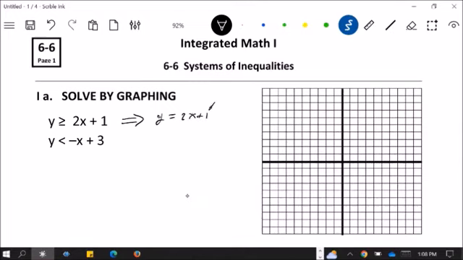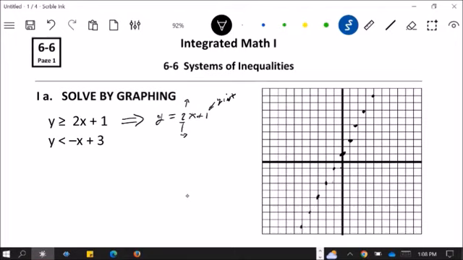So that means I have a y-intercept of 1 and a slope of 2 over 1, which means going up 2 and over 1. Up 2 and over 1, and so on. Or I can go the opposite, down 2 and over 1 the other direction. And it makes for a nice straight line.